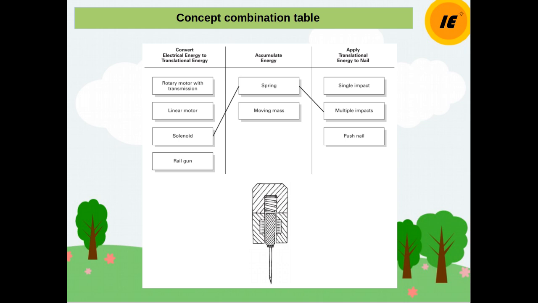For example, now you consider various boxes from each column, and if you consider solenoid, spring, and multiple impact, then they come up with this design, or this solution. Again, these are very technical, but that's the importance of why the concept combination table can really help you. So that's just part of a structured approach, and I think for normal people these are very useful, I would say.